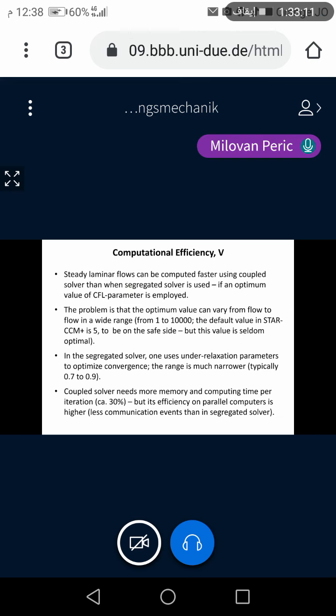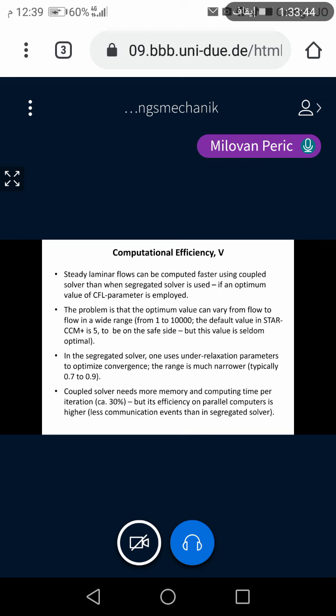Okay, so steady laminar flows can be computed faster using a coupled solver than a segregated solver if an optimum CFL parameter is employed. The problem is that this optimum varies in a very large range, from 1 to 10,000. The default is 5, which is inaccurate. In a segregated solver, one varies the under-relaxation. The range is much narrower, typically between 0.7 and 0.9. But if you take it too large, then it will diverge. So one has to be careful.